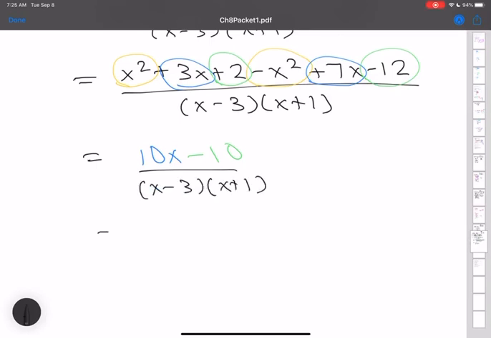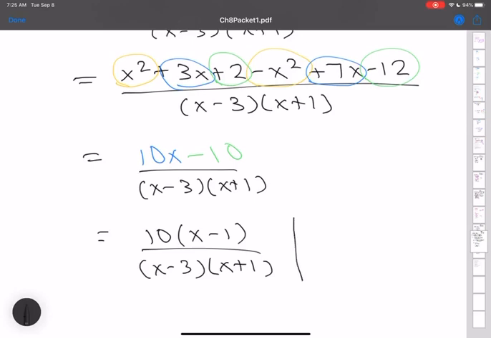And now we look to see, is there anything we can factor? And we can pull 10 out, leaving me with x minus 1. And there's nothing else that I can factor. Nothing that will cancel out. So that is my final answer.